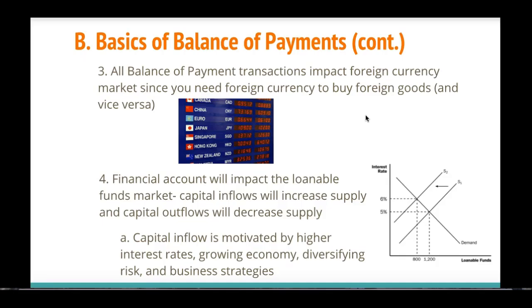In class, we will play a game where we're going to do an activity to kind of demonstrate the different types of balance of payment accounts. So hopefully that will clear it up. But let me know if you have any questions.